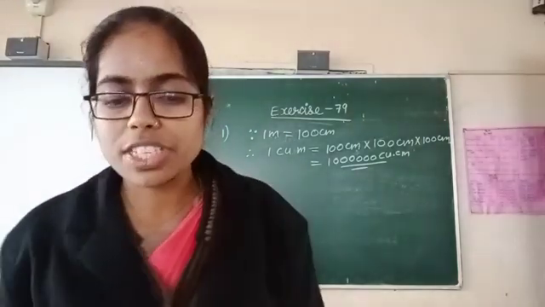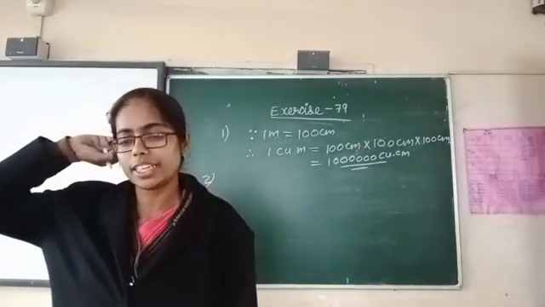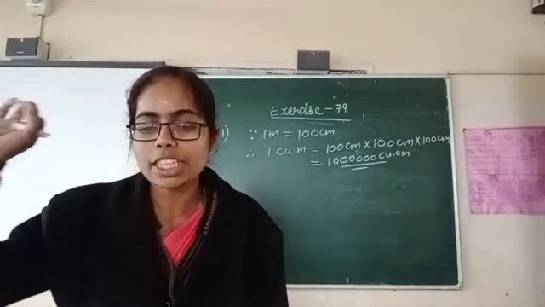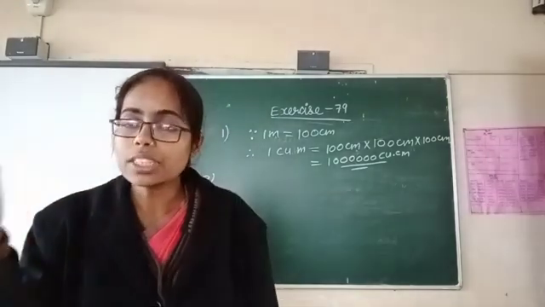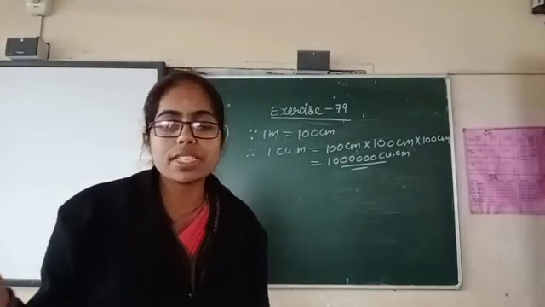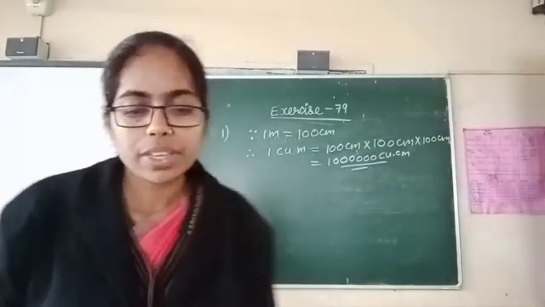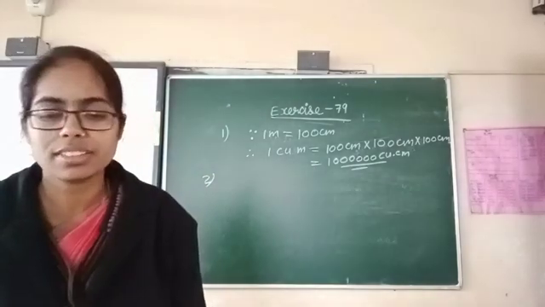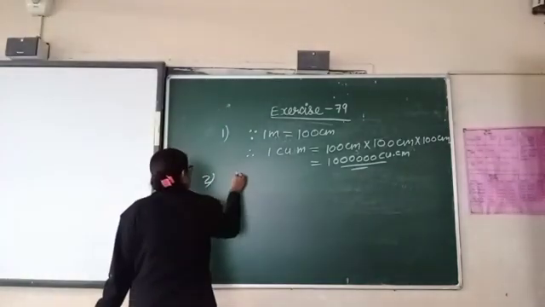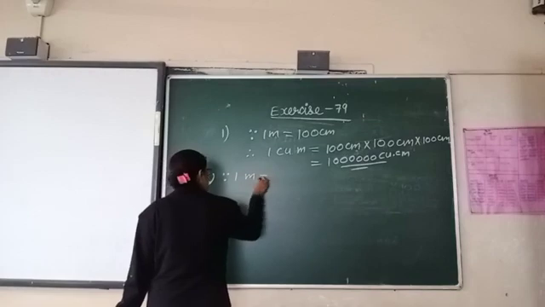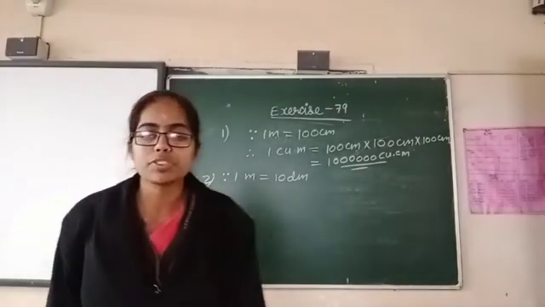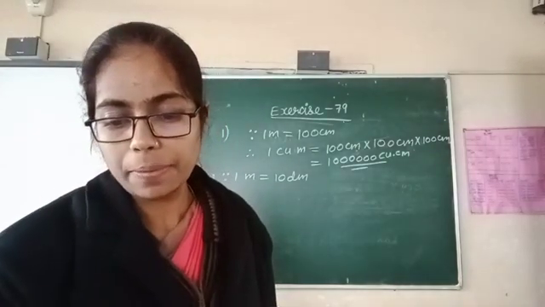Now the second question. Similarly, we have to do the second question. How many cubic decimeters are there in 1 cubic meter? For this, we need to know that 1 meter equals 10 decimeters. So like this we can do, like the first question. Do I need to do that one? Okay, I will do. Since 1 meter equals 10 decimeter.